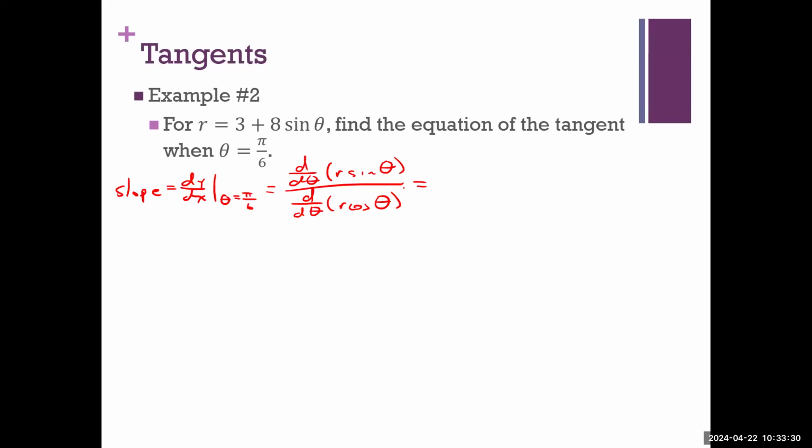And we can fast forward a little bit. If I use the product rule on this, I get what? dr/dθ sine θ plus r cosine θ. I don't think this is exactly the way I wrote it down last time, is it? It should be identical, or at least equivalent. How are we doing so far?